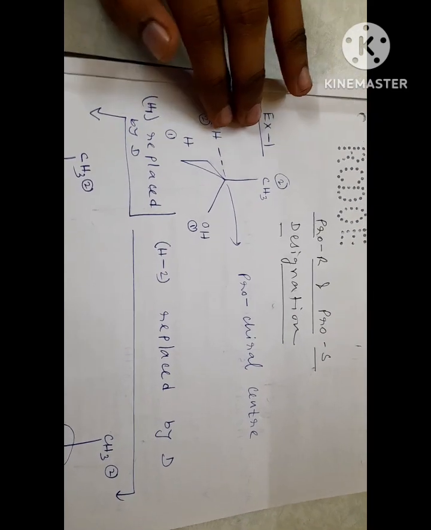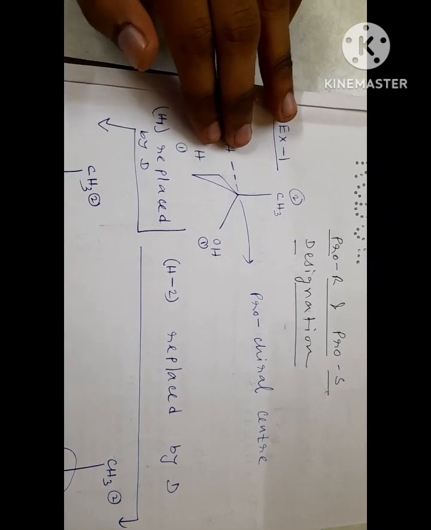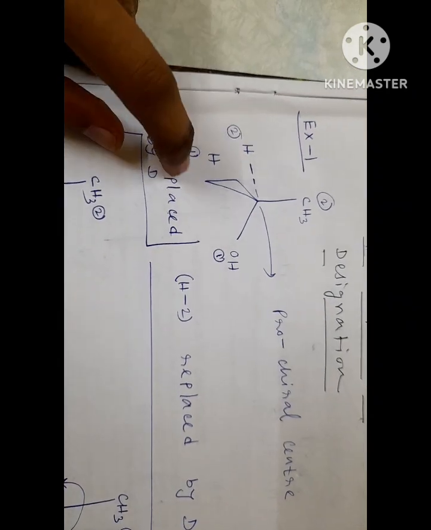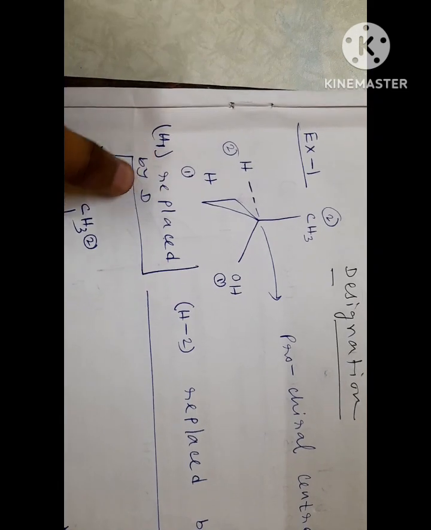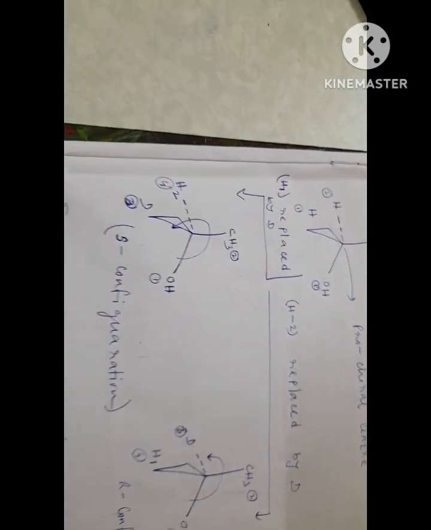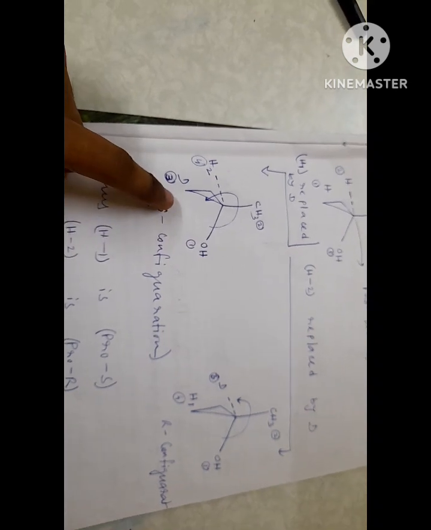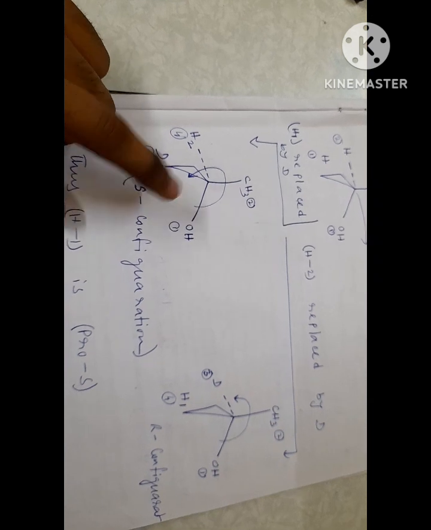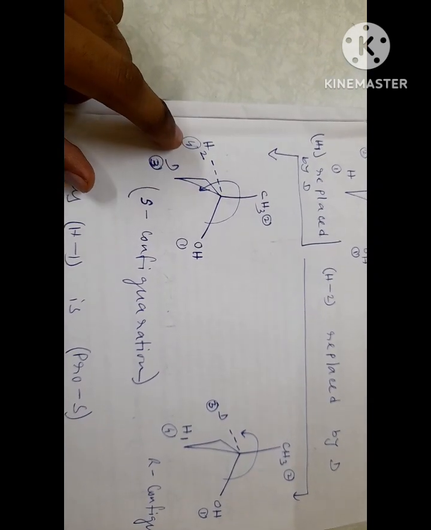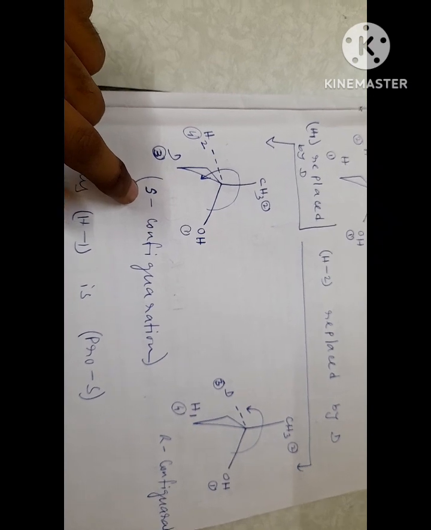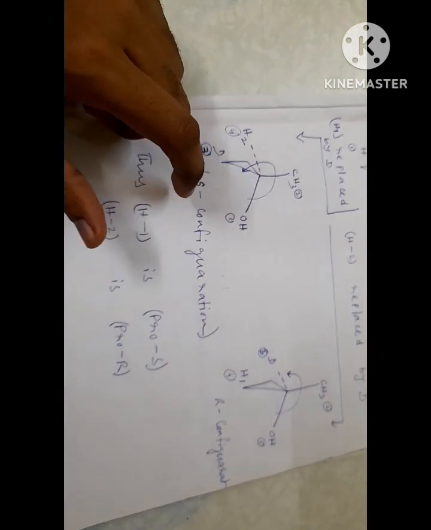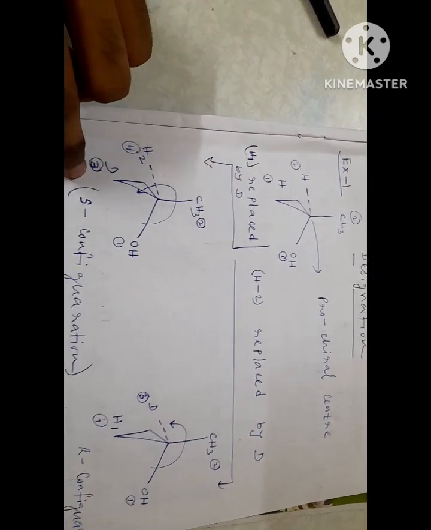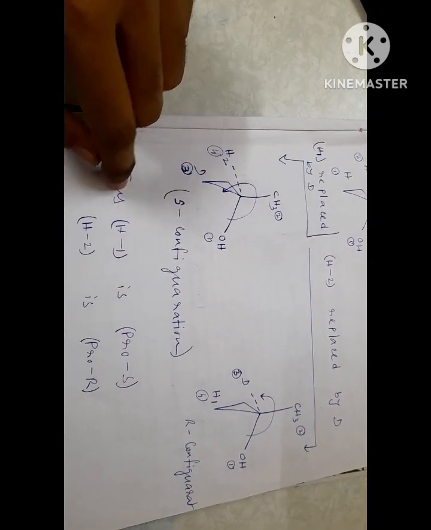So you can forget about the H2, right? In this case I have only considered H1. H1 is replaced by deuterium, and you can see 1 to 2 to 3 rotation is anti-clockwise and lowest priority below the plane, so it is S configuration. Thus H1 is ProS, because when I replace H1 by deuterium, it is S configuration. So H1 is ProS.